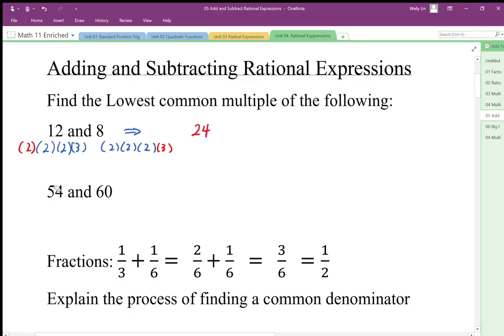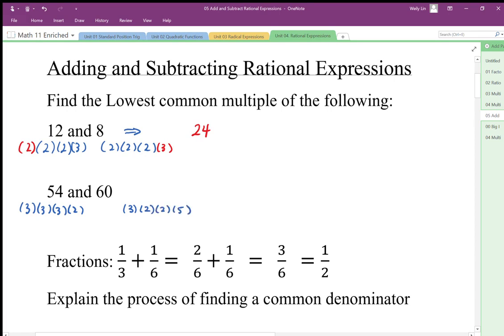So here between 54 and 60, this is a little bit more challenging, but we can probably see that between 54 and 60, the lowest common multiple is likely going to be a multiple of 540 if we multiply those, but we can see this a little bit more clearly if we write out the factors. So 3 times 3 times 3 times 2. Here we have 3 times 2 times 2 times 5.